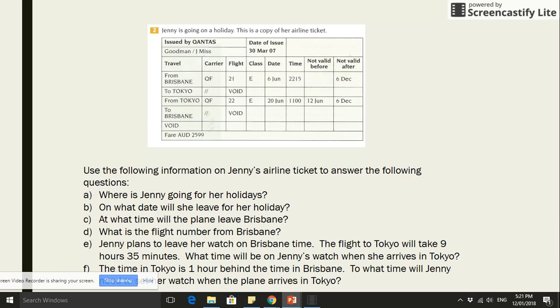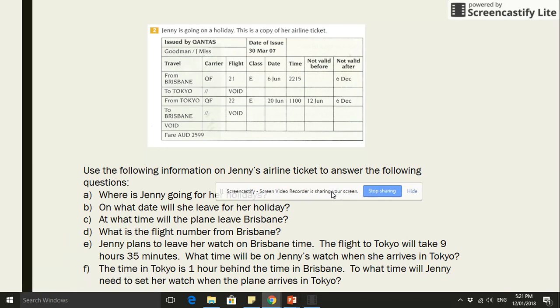All right, Jenny is going on holiday. Here is a copy of her airline ticket. Let me move this thingy over here. Right. So use Jenny's airline ticket to answer the following questions. Where is Jenny going for her holidays? So have a look. She's starting in Brisbane. She's going somewhere. Then she's coming back to Brisbane again. So write where she's going to.